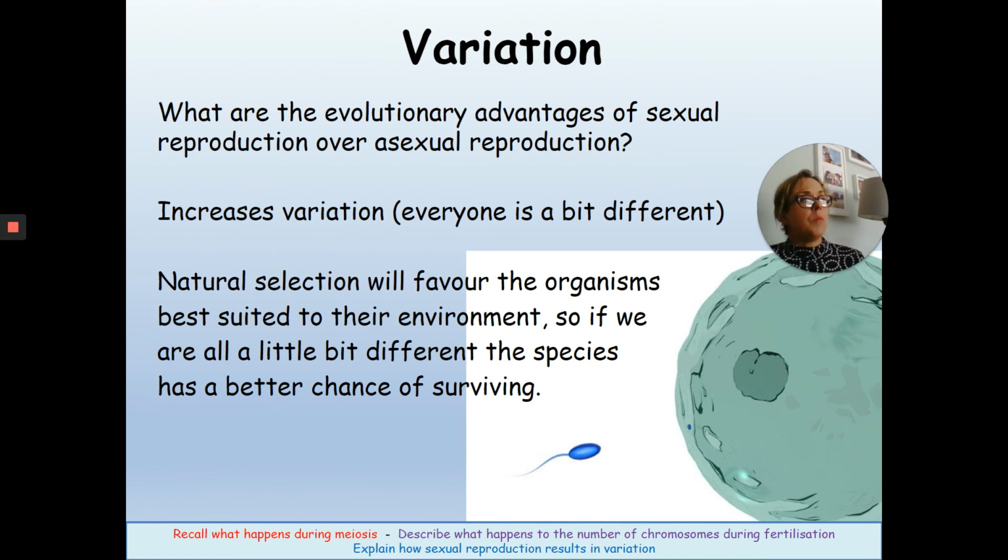Okay, with natural selection, characteristics that are best suited to the environment will increase the chances of survival. And in much the same way with humans, if we're all a little bit different, those best adapted will survive. Okay, so that just means that not all of us are susceptible to the same things. And that means as a species, we're more likely to survive as a whole.